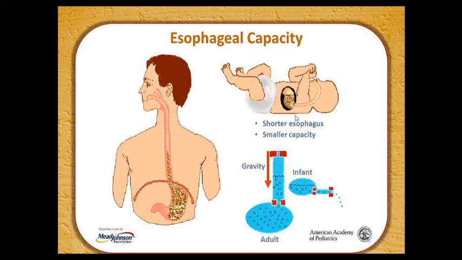So first is the transient relaxation of the lower esophageal sphincter. And the second mechanism is the short infant esophagus and limited volume. And of course, babies and infants are predominantly in a recumbent position, lying flat and supine, and there will be delayed emptying of the stomach and increased abdominal pressure. While in adults, gravity acts to prevent regurgitation or vomiting and decreases the likelihood of gastroesophageal reflux.